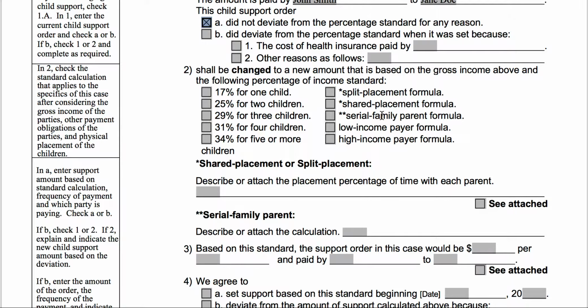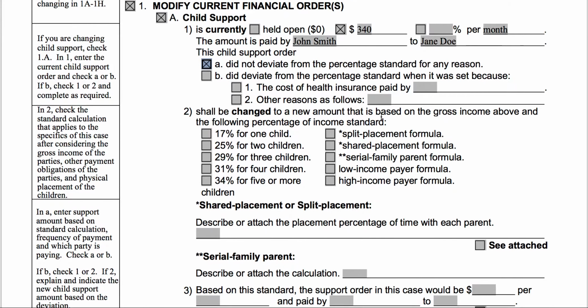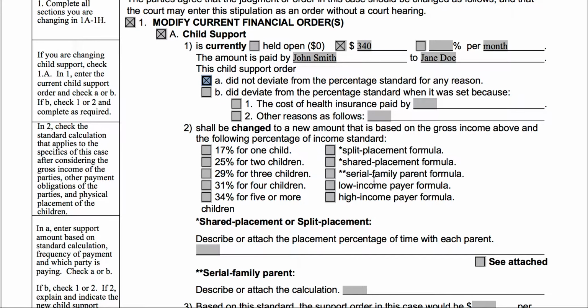Serial family formulas come up when the person who pays, so in our case, John is our payer, if John has multiple child support obligations, basically if he owes child support not just to Jane, but maybe to another mom that he has a child with, or to 2 other moms who he has children with, there is a calculation to make sure that that all gets paid out correctly. So if you have multiple kids with multiple different people, you might end up in that serial parent formula.